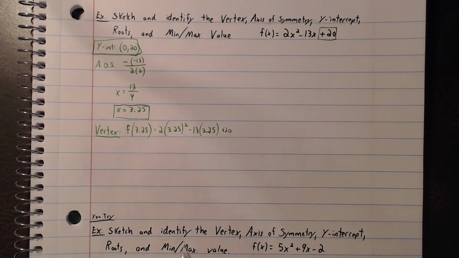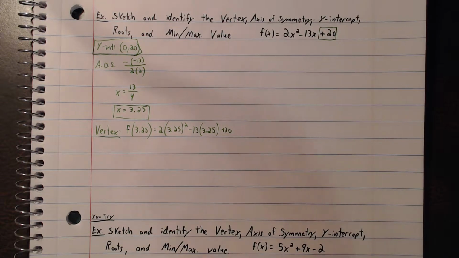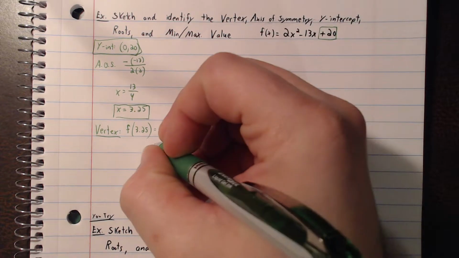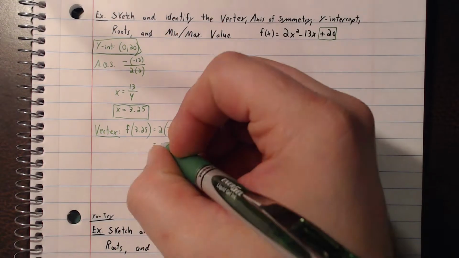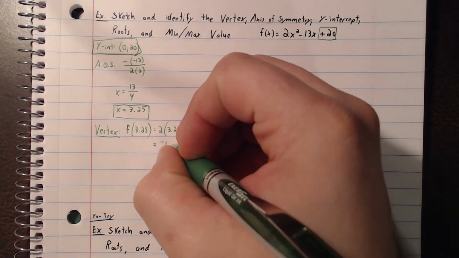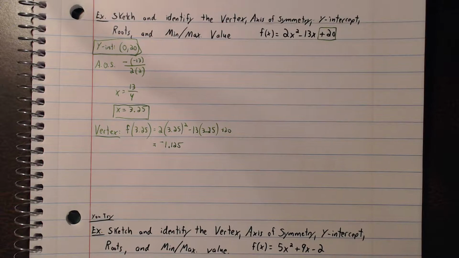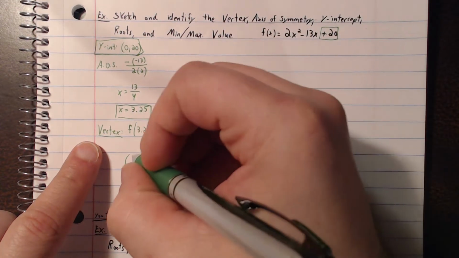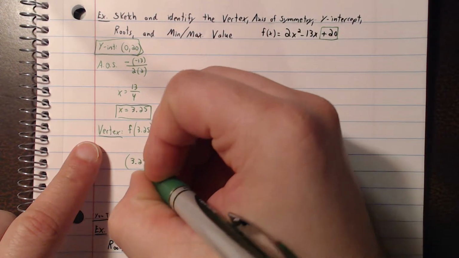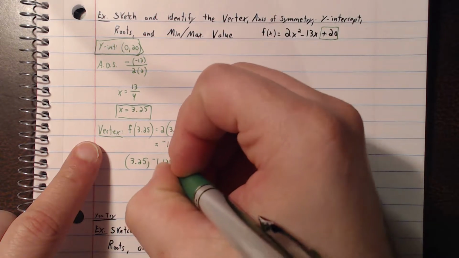Desmos, really good program. So I'm going to type this directly into my calculator, and it's going to perform for me. And assuming I type everything in correctly, I'm going to get negative 1.125. I will double check to make sure that I typed it in correctly. So for my vertex, we know our x coordinate is 3.25. We got our y coordinate to be negative 1.125.